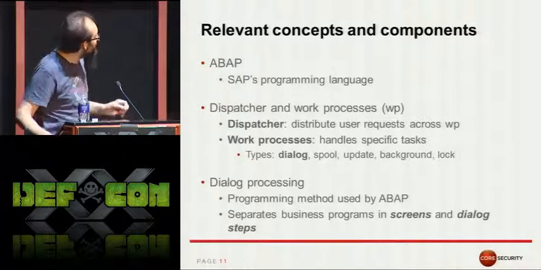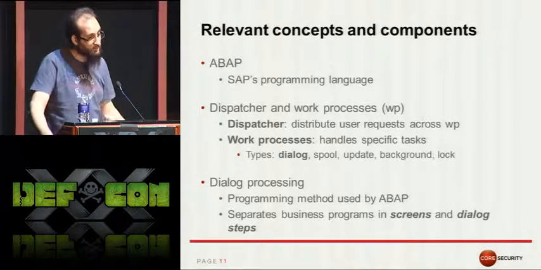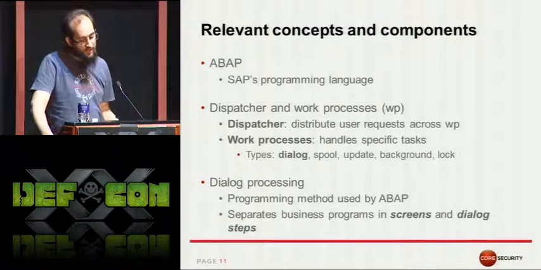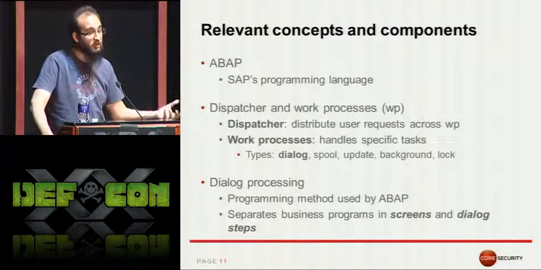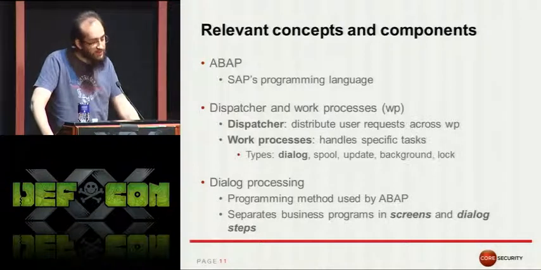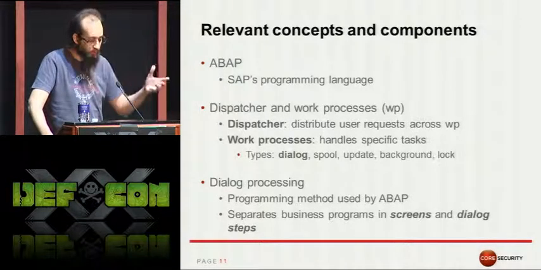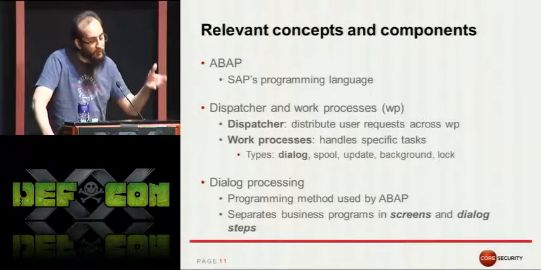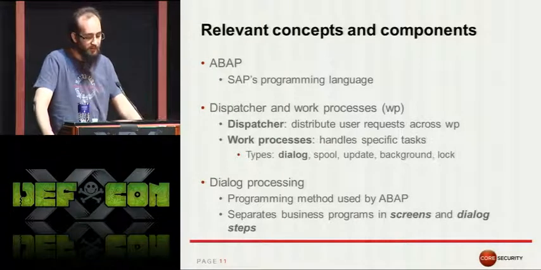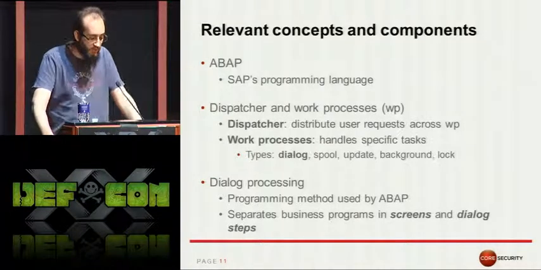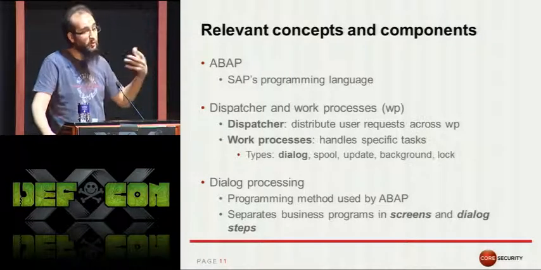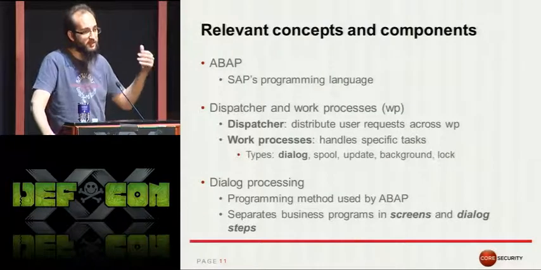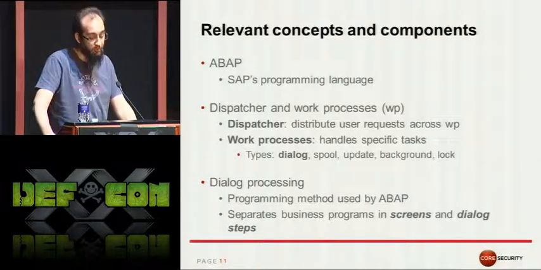Another interesting concept is the dispatcher and the work processes. The dispatcher is the net service that listens to the network for requests coming from the GUI client, and distributes all those requests to a pool of different work processes. Each work process handles and runs different tasks. And there are five different work processes. We will be mostly focusing on dialog work processes, which are the operating system processes that parse all the requests coming from the dialog protocol.